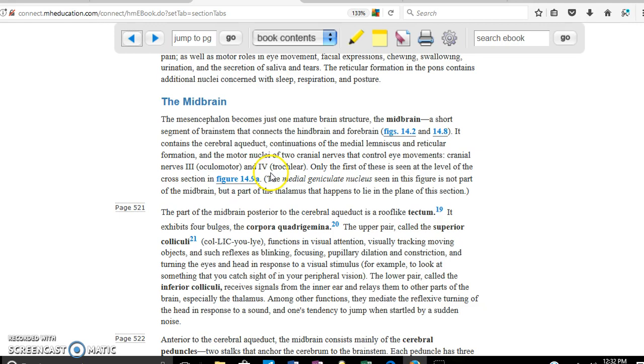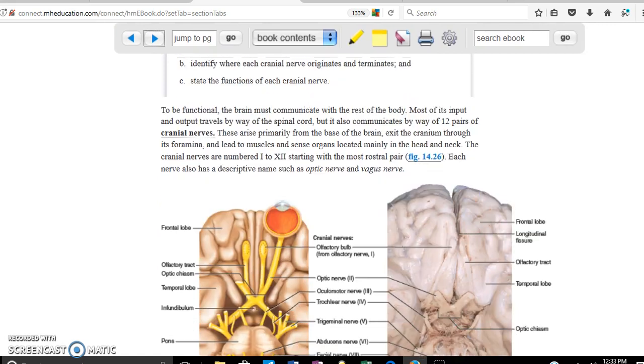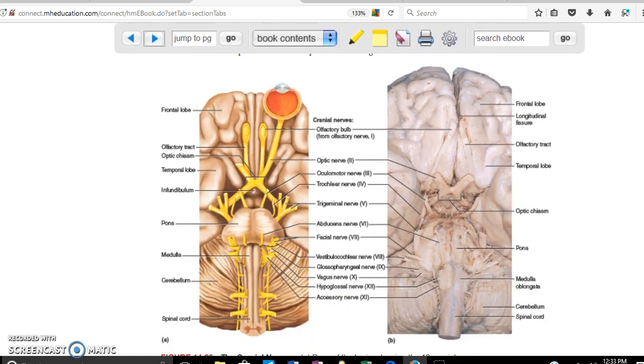So as I was telling you, if you learn the functions of the cranial nerves, which you have to, then you will know also the functions of the brainstem. So let's take a look at the cranial nerves. Okay, we have right here the cranial nerves, and you can see a nice figure right here with a picture actually of the bottom part of the brain.